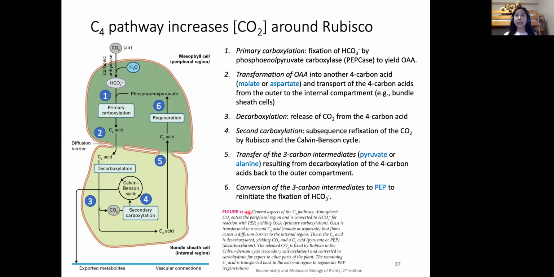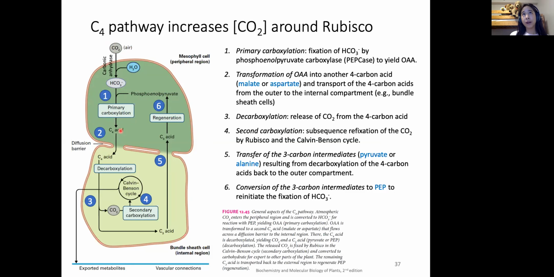So you can see it more clearly in this picture. Carbon dioxide in the air gets fixed, but actually it will become bicarbonate. You can see that it has only one carbon, and this bicarbonate can be fixed by phosphoenolpyruvate, which is a 3-carbon compound, and it will become oxaloacetic acid, a C4 compound. This is the first carbon fixation, or primary carbon fixation.